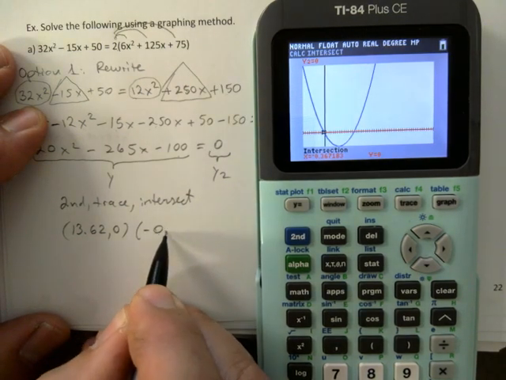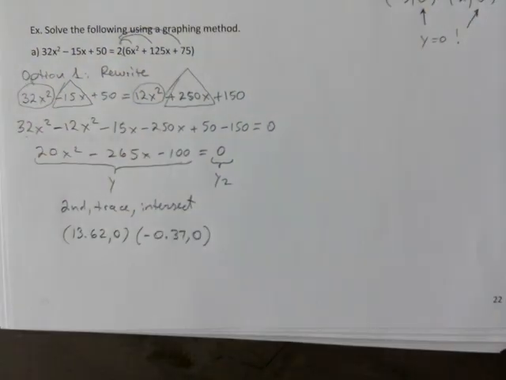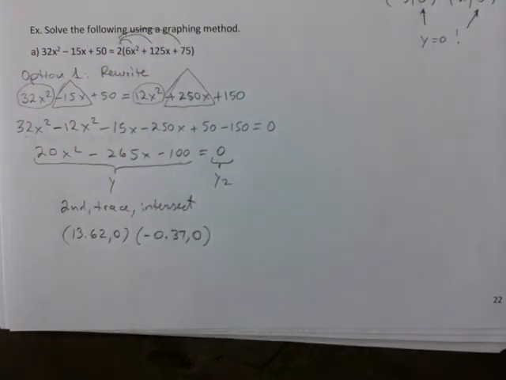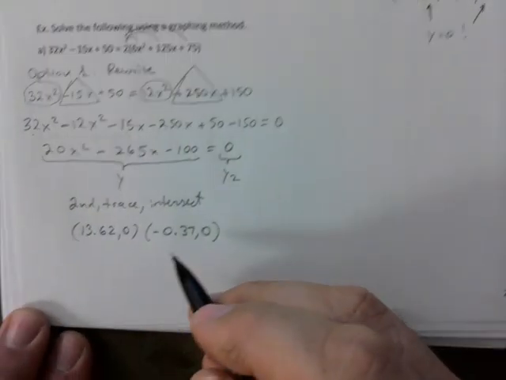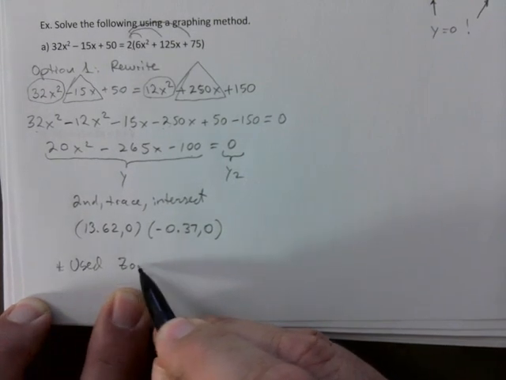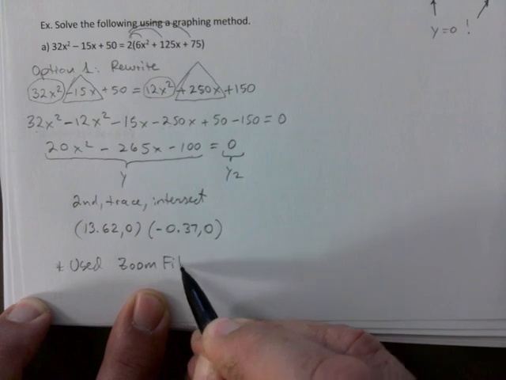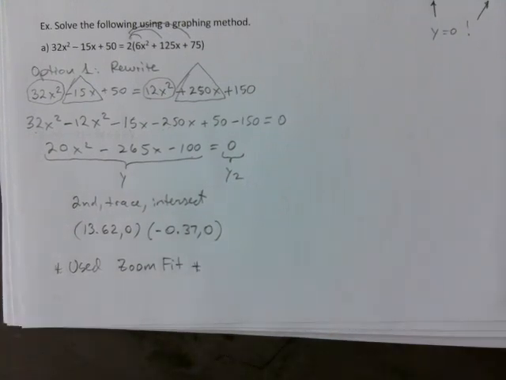Negative 0.37. Boom. You found it. Could you have used the quadratic formula? Yes, you should have had the exact same answer using the quadratic formula. I will make a note here. Used Zoom Fit. I used Zoom Fit and I made some adjustments. The power of Zoom Fit, right?